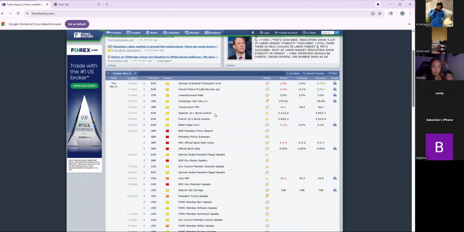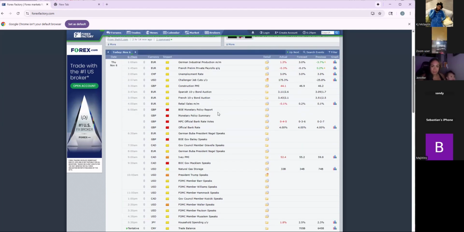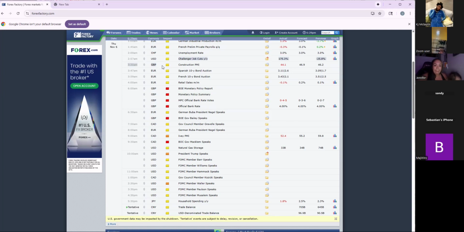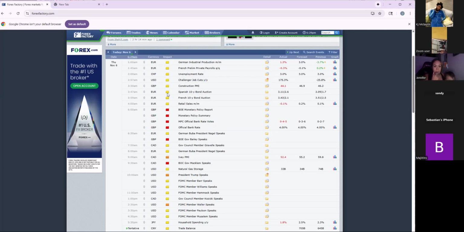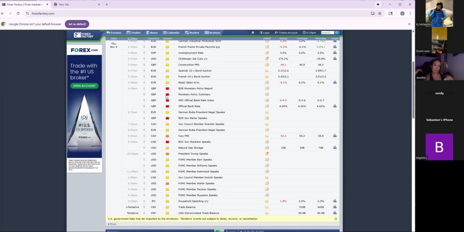So here we're just aiming for GBP red folders and USD. GBP, JPY, and USD, they all affect GJ. And what was the last one? GBP, JPY, and USD. Okay, all of those. Yellow folders don't really mean shit. You'll be fine. Yellow folders don't really mean nothing. Orange folders, red folders, that's what you want to look out for.